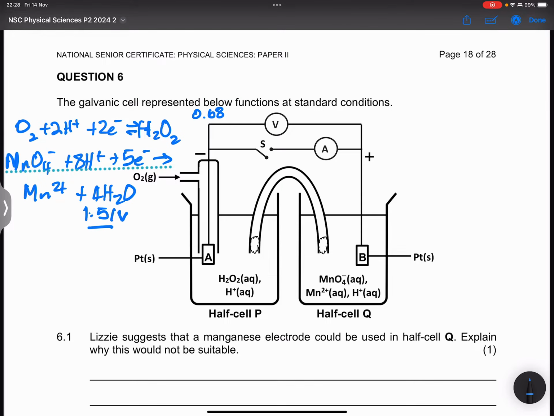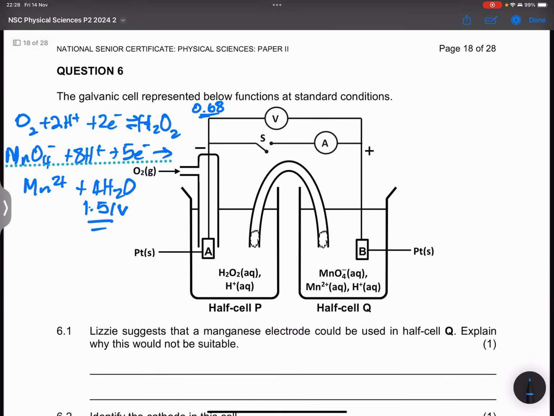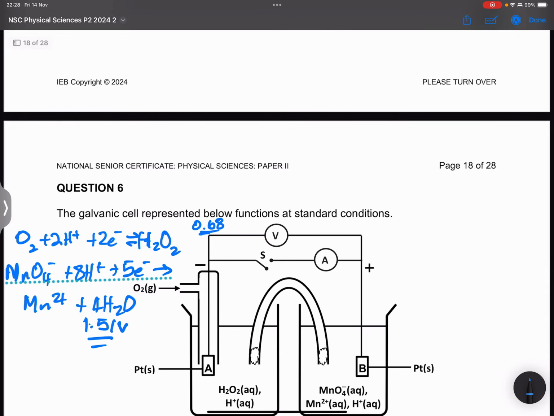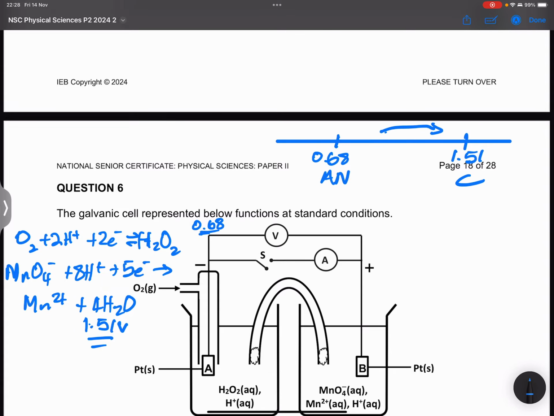Okay. So what I'd like to do, ladies and gents, sorry that I'm just writing it in such a poor manner, is try to identify which one is our anode, which one is our cathode. So you'll notice that the anode is always the smaller one of the two. I've got 0.68 and I've got 1.51.